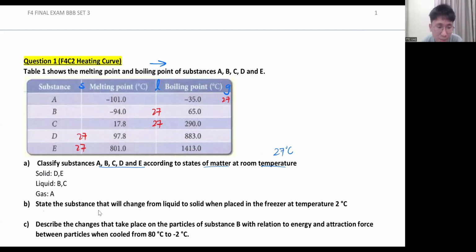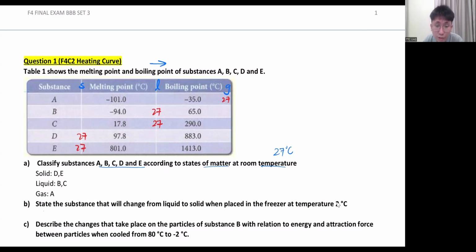Okay, and then state the substance that will change from liquid to solid when placed in the freezer at a temperature of 2 degrees Celsius. Okay, you have to think this way. They say it will change from liquid to solid, so it means initially it is liquid. So who is initially liquid? B and C. But when placed into the freezer at 2 degrees Celsius, it becomes solid. So it freezes. So if you all remember, freezing point and melting point are the same. You know why? Because freezing point and melting point are technically the same temperature, but in a different direction.